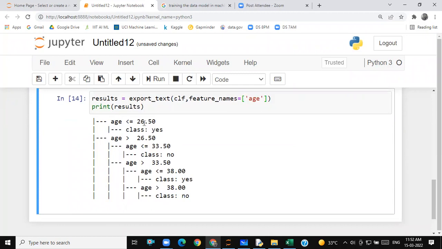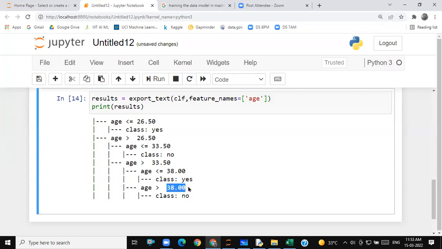If your age is less than or equal to 26.50, your response is yes. If it is more than 26.50, I can't say that. But if it is less than 33.50, then it is no. If it is more than 33 and less than 38, then it is yes. If it is more than 38 years of age, it is going to be no. Like this.